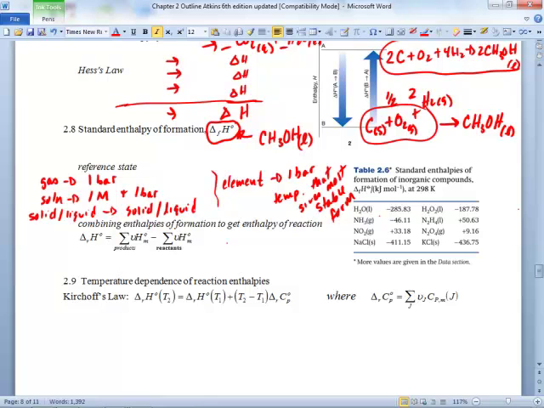So combining enthalpies of formation to get an enthalpy of a reaction. Does that look familiar? Combining enthalpies of formation to get the enthalpy of a reaction.